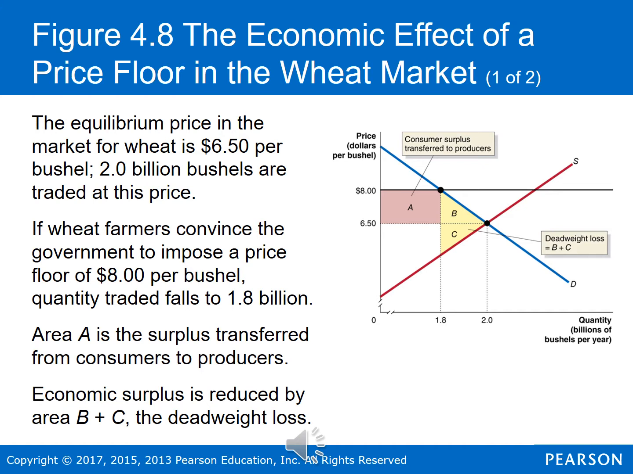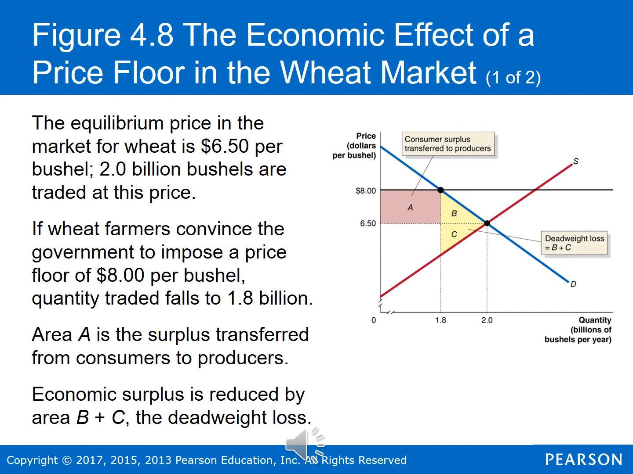Now let's suppose wheat farmers convince the government to impose a price floor of $8 per bushel. At this price, the quantity traded is going to fall to 1.8 billion. At this higher price, that's all consumers are going to be willing and able to pay. So there'll be a reduction in the quantity that's traded. And it's important to note that when you set a price floor, it's going to be higher than the equilibrium price.